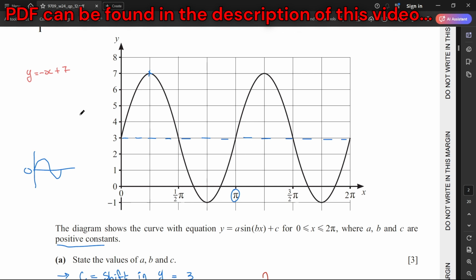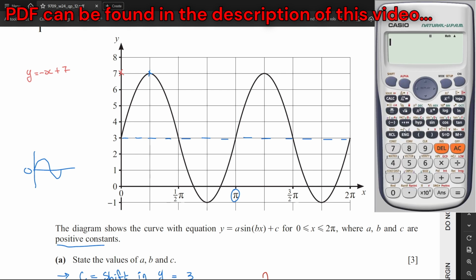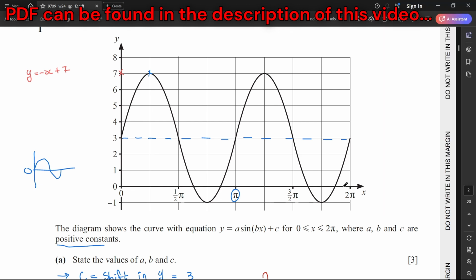When the value of x is 0, obviously we can see that the y-intercept is 7. And similarly, if I put the value of x as 2 pi, for that I'll need to open my calculator. Minus 2 pi plus 7, if I do that, it comes out to be 0.7168. So somewhere over here you can say that.